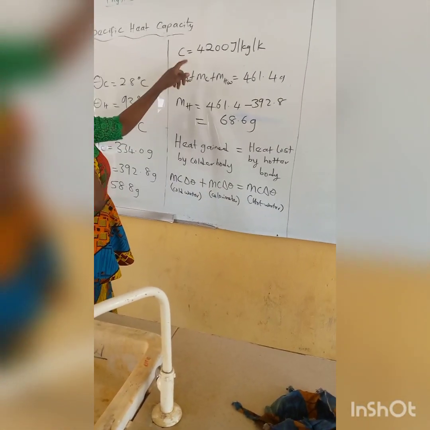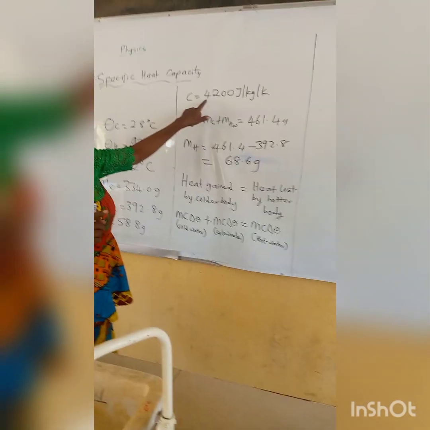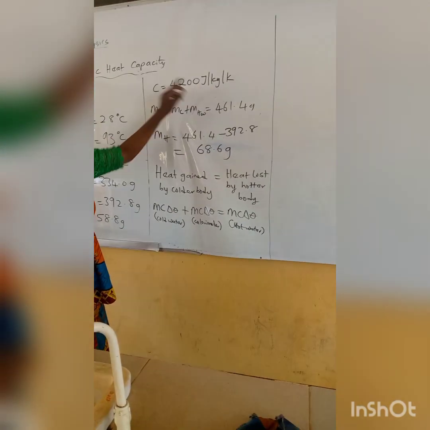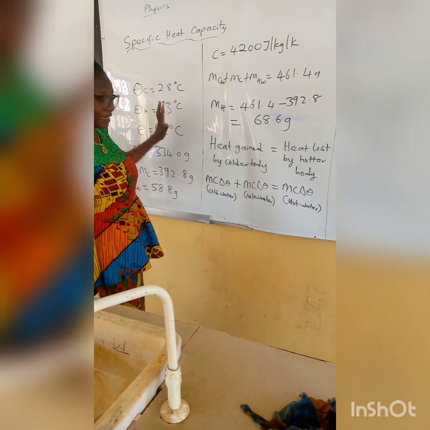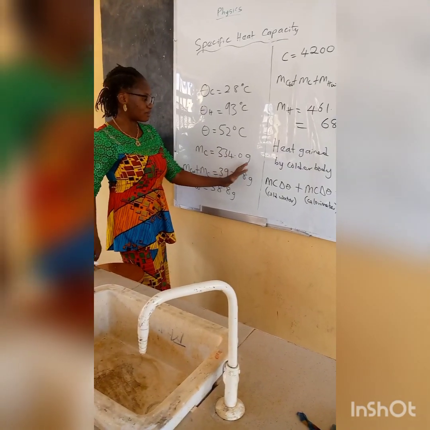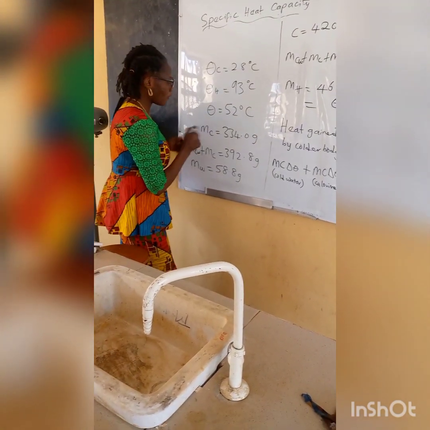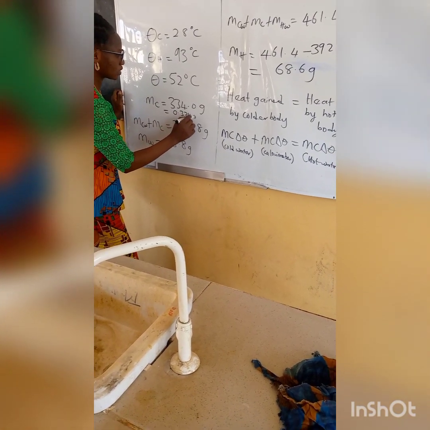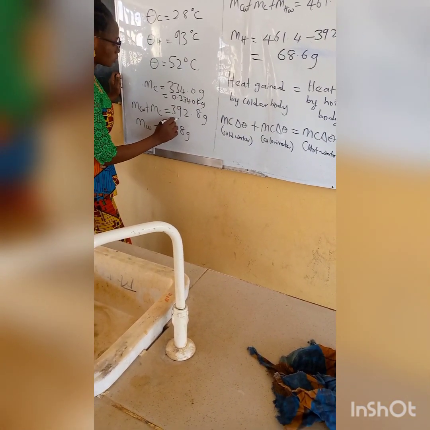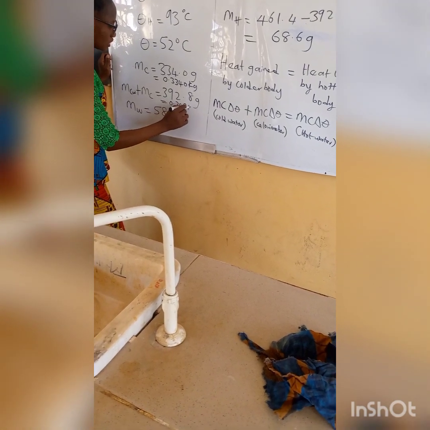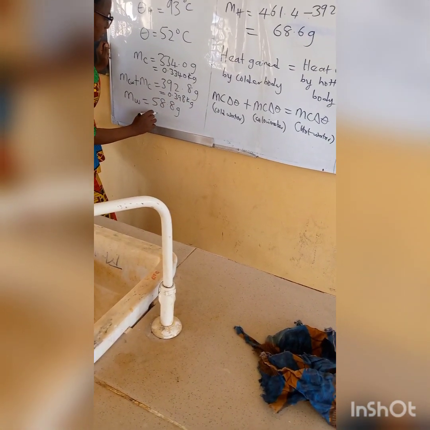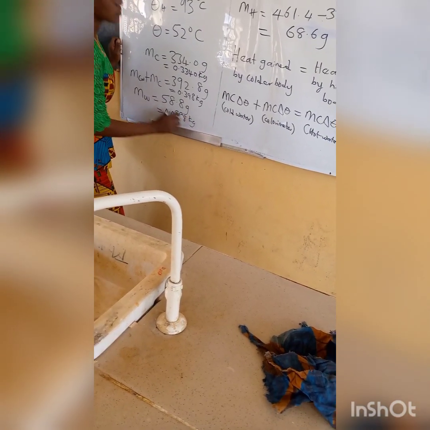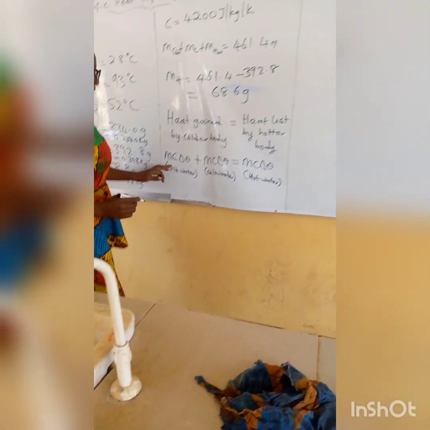So we'll put in our parameters. Meanwhile, you know that the specific heat capacity given for water is 4,200 joules per kilogram. It is in kilogram, but the measurement we took was in gram. So we'll need to convert grams to kilograms. So 334.0 g becomes 0.3340 kg. 392.8 g becomes 0.3928 kg. 58.8 g becomes 0.0588 kg.